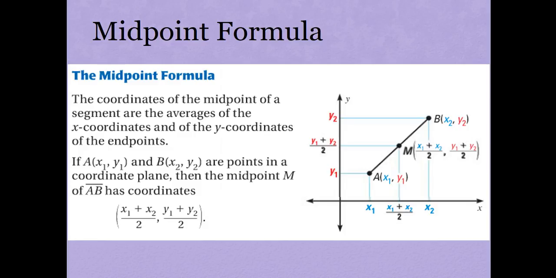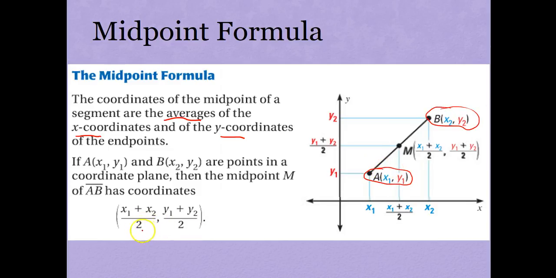All right, so here's our midpoint formula. And it might seem like a lot. The coordinates of the midpoint are just the averages, though, of the x coordinates and the y coordinates. So remember, average, you add them up and divide by how many there are. Well, we only have 2 points, in this case, A and B.